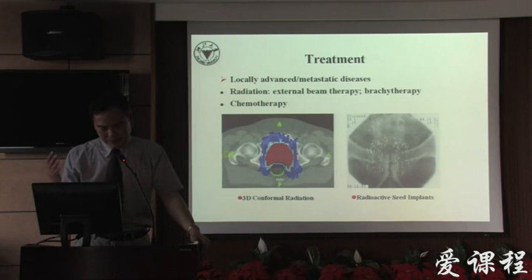So for prostate cancer, that's all. For prostate cancer, the etiology, the epidemiology, the clinical manifestations, diagnosis, and treatment. So that's all for today.